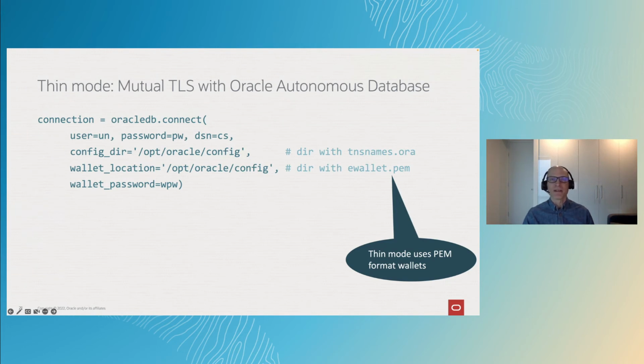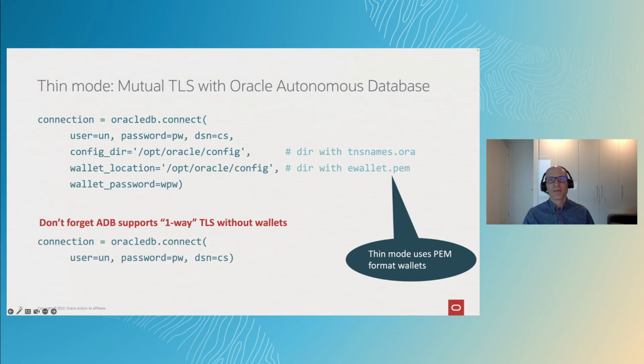Of course, having said this, it still looks complex, and both thin and thick mode support one-way TLS, or as it's known in the Cloud Console, just TLS, without any wallets whatsoever. And you just then need your credentials to connect and the correct connect string downloaded from the Cloud Console. So we've definitely made connections to Cloud easy, and it works in both thin and thick, obviously with slightly different connection scenarios, with different wallets needed by Oracle Client versus Python's mandate that it only works with PEM files.